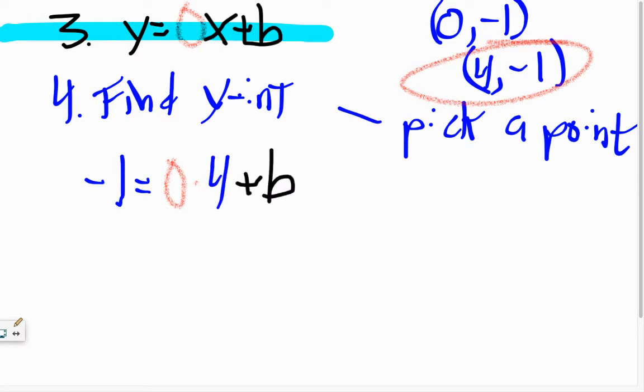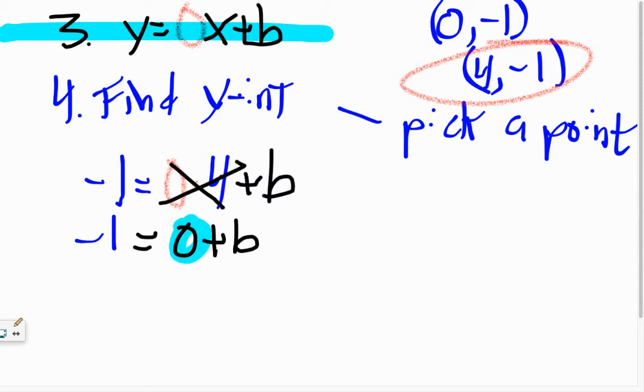plus b. Now you just clean it up. 0 times 4 is just 0, so that cancels out. So you got 0 plus b equals -1. From there you solve for b, so if you had to get rid of a value here, you do that by adding the opposite, but since it's just 0, it's gone, it cancels out. b equals -1. Oh, we found it.